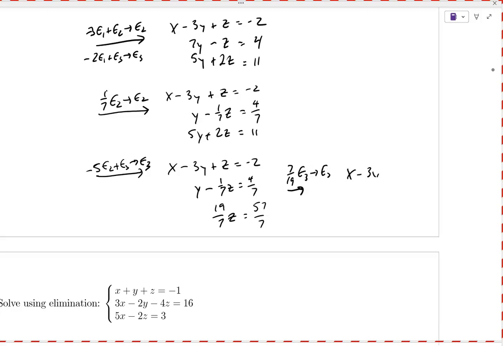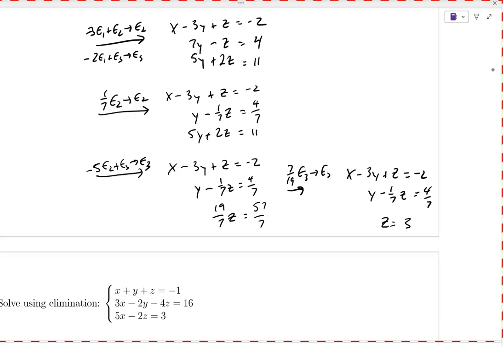Again, doesn't affect the first equation. Doesn't affect the second equation. Third equation now becomes z equals. Well, notice if you multiply by 7/19, the 7s will cancel. And 57 divided by 19 can be 3. If I did my arithmetic correctly. That's nice. Came out to be a nice number at the end.